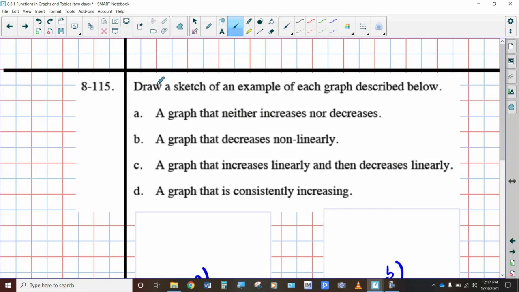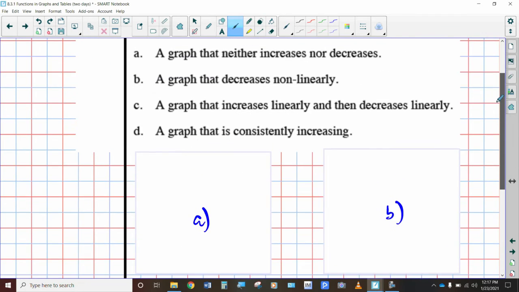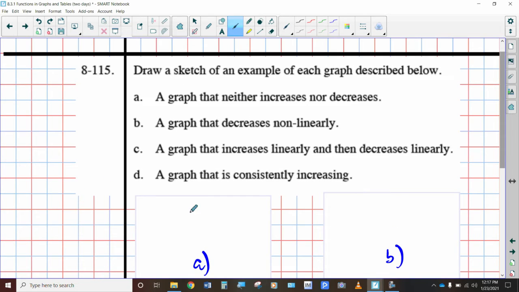Okay, so your first task here is to draw a sketch of an example of each graph that's described below. Okay, so I've already created these graphs, and what I want you to do is with your graph paper, hopefully you've got your math journal that's got the graph paper in it. If not, get yourselves some graph paper so you can make a nice, clean graph with straight lines and properly scaled axes. And draw what you think would be a good representation of each one of these situations.